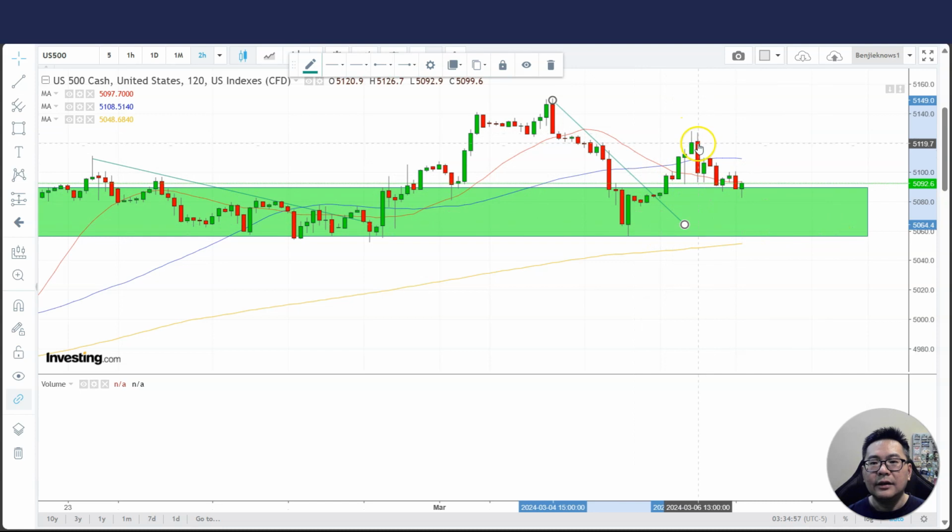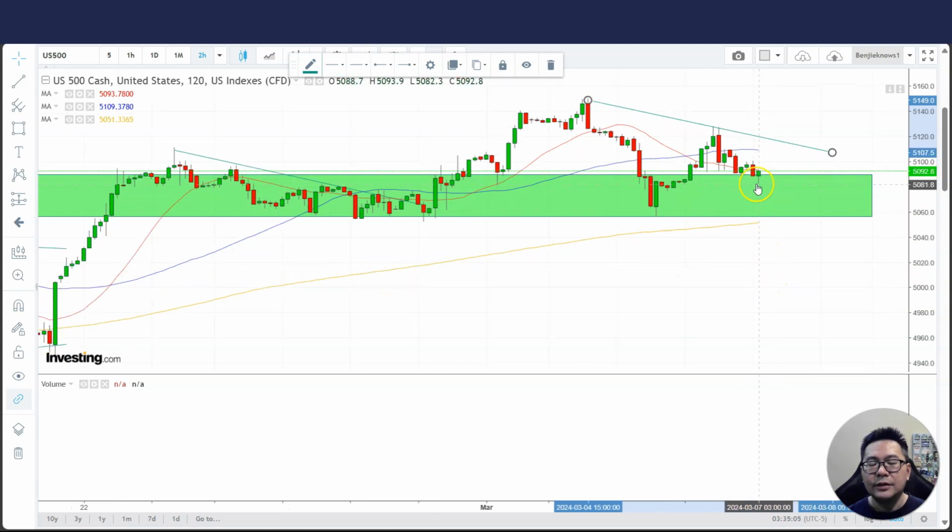Now, at this moment, the S&P 500 is correcting again, but what you want to do is have an open mind to be bullish, as long as this support area holds, this entire green area. If the S&P 500 does not drop below it, you want to remain bullish. But if it drops below this area, then there might be more selling.